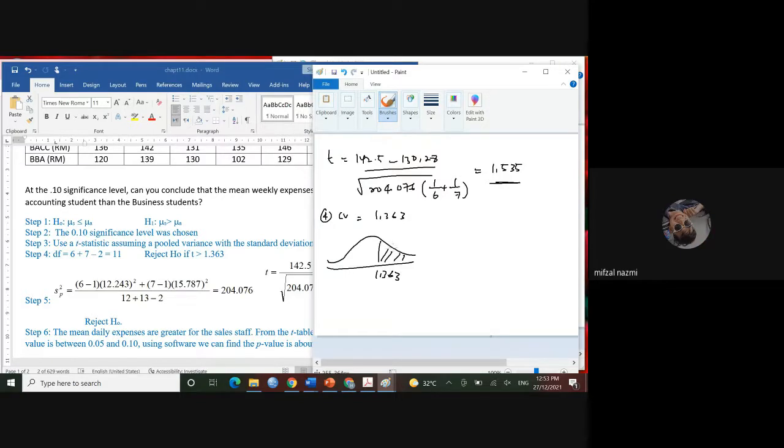Inside. Yes, 1.5 should be inside. So this is your T. And the next step is to make a decision. Because it is inside, you should say reject H null.